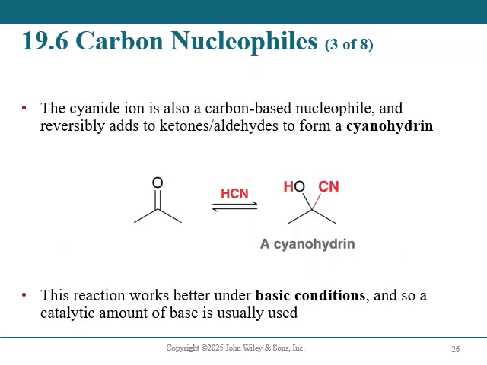Looking at the cyanide ion, cyanide from the hydrogen cyanide is also a carbon-based nucleophile and reversibly adds to ketones and aldehydes to form cyanohydrin. The cyanohydrin has the cyanide and then an OH attached to the same carbon. This reaction will work a lot better under basic conditions, so we usually add just enough base to drive that pH higher than 7, and that's it, not more than that.